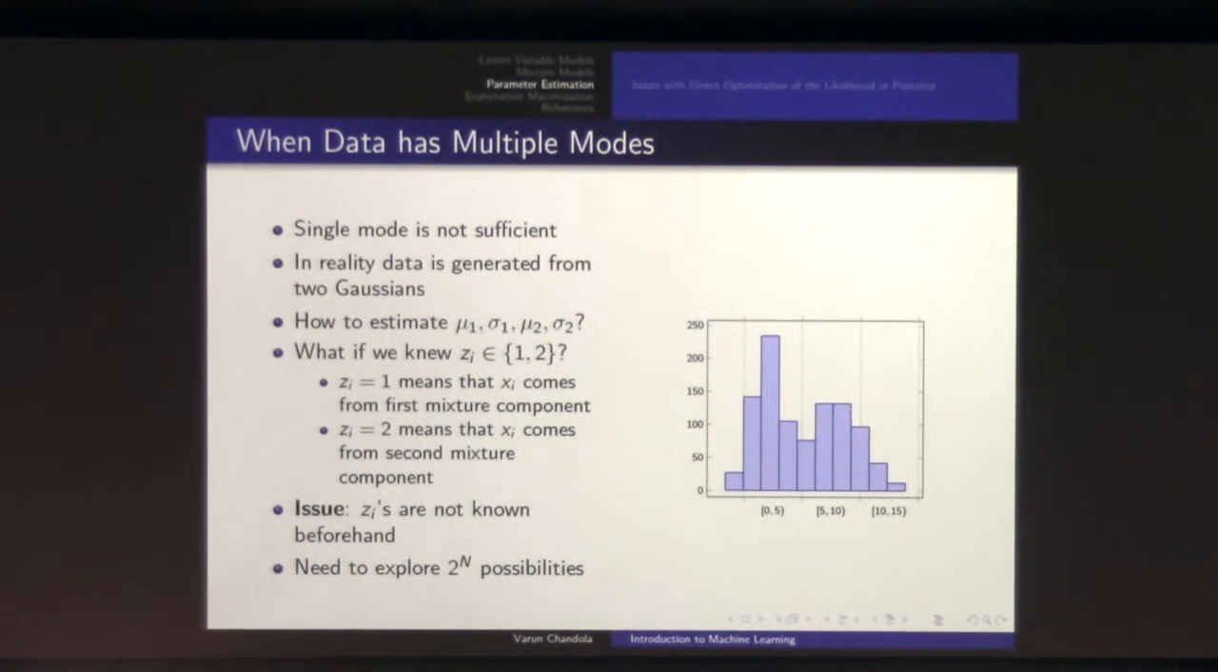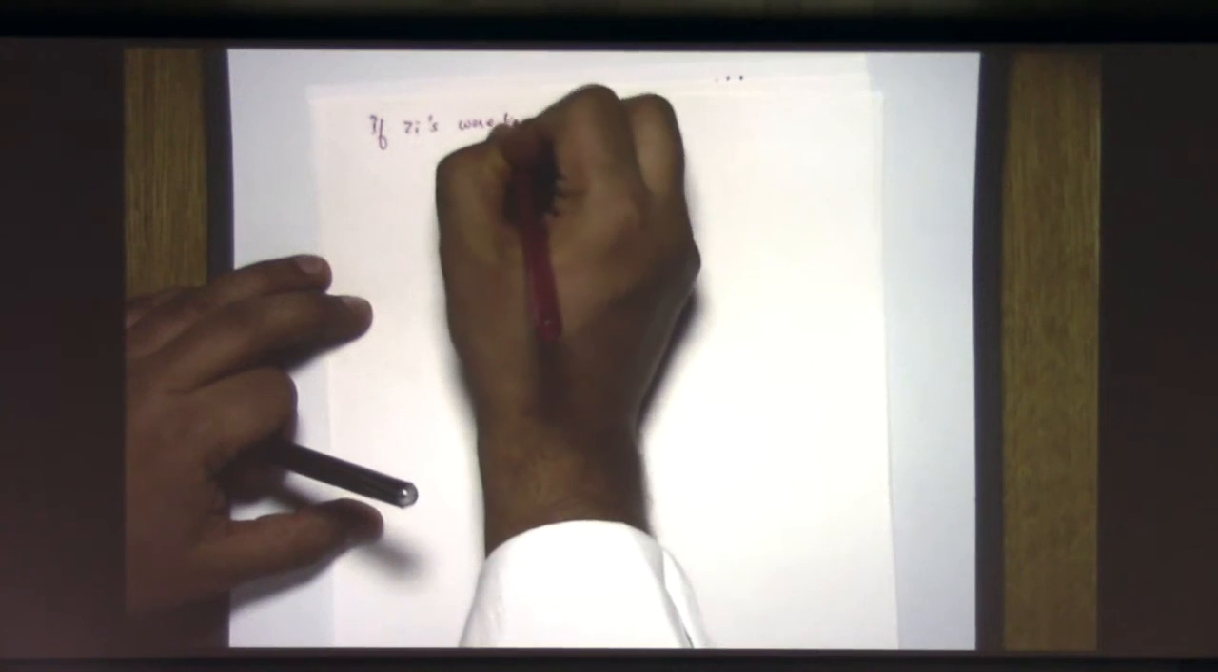All right. Now the biggest problem here is that we don't know what the z's are. We don't know the latent variables. That is why computing mu1, sigma1, mu2, sigma2 is hard. If we knew z, which meant that if we knew which mode the data point came from, then we could have easily computed it. So for example, if zi's were known, zi's are essentially those latent variables, that means your data looked like this.